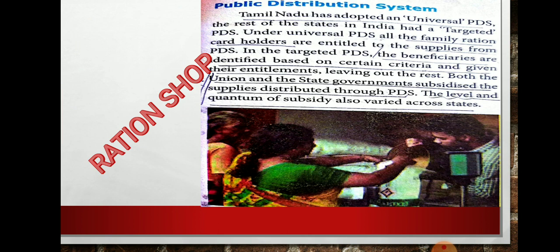Under universal PDS, all family ration card holders are entitled to supplies from PDS. The beneficiaries are identified based on certain criteria and given their entitlements. That's what we call the different ration cards, divided according to the category of salaries or incomes. Both the Union and state governments subsidize the supplies distributed through PDS. The level and quantum of subsidy also vary across states.